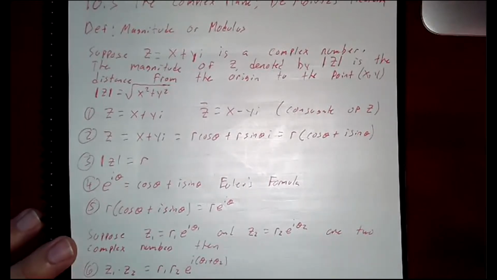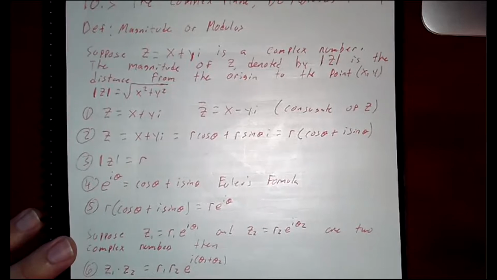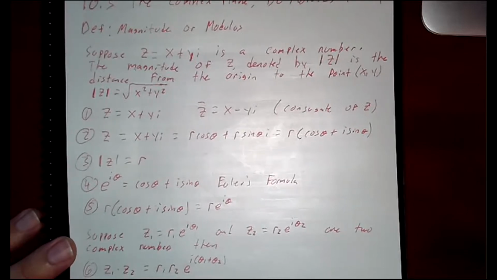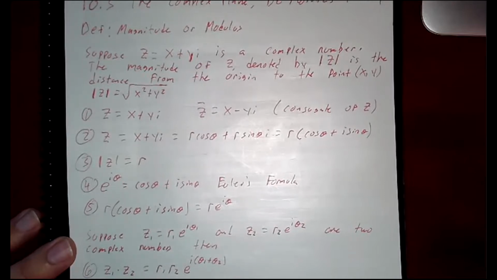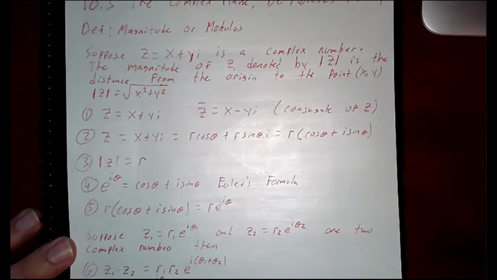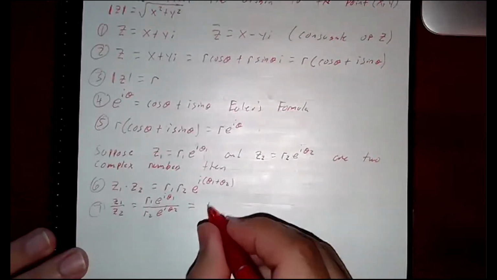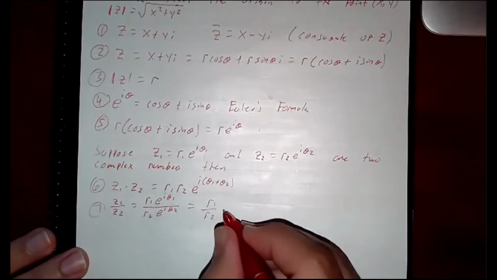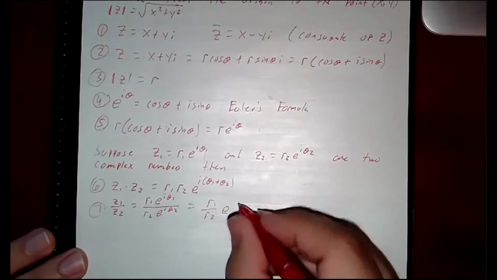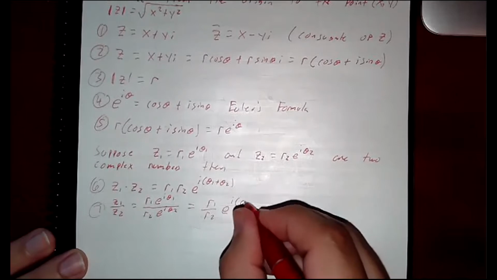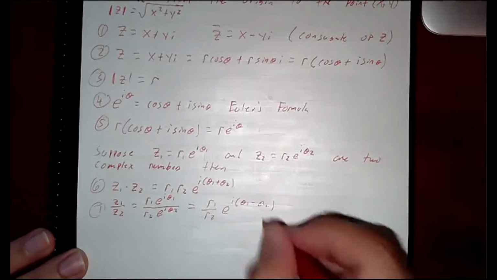If you do your algebra, rules of exponents. For 7, if you were to divide them, r1 e to the i theta 1 over r2 e to the i theta 2, I'll show the in-between step this time. You would end up with r1 over r2 times e to the i times theta 1 minus theta 2.